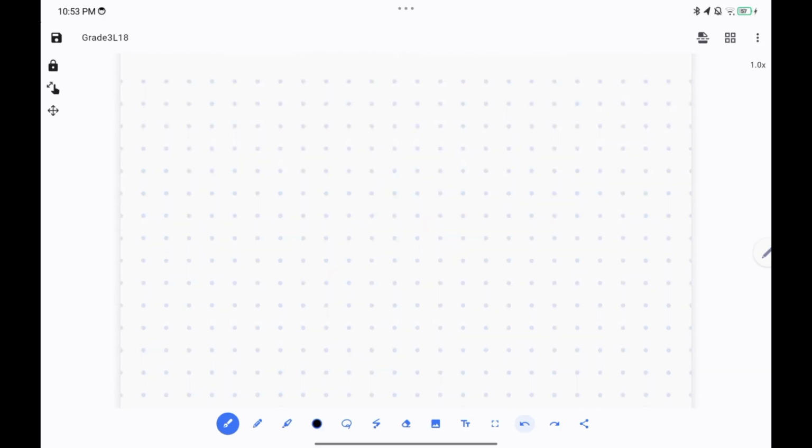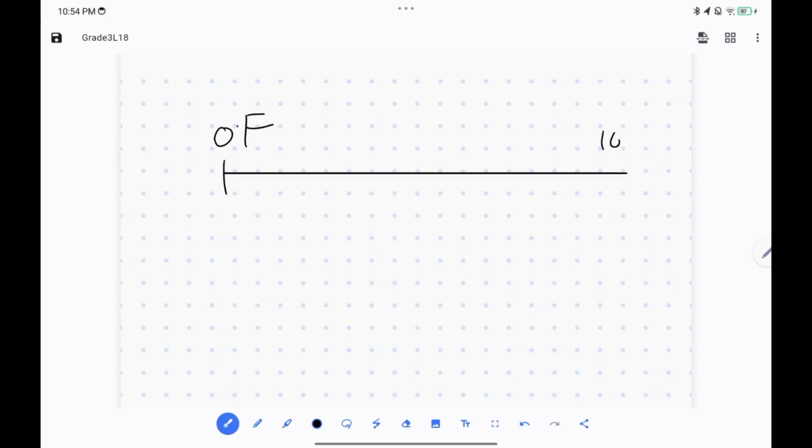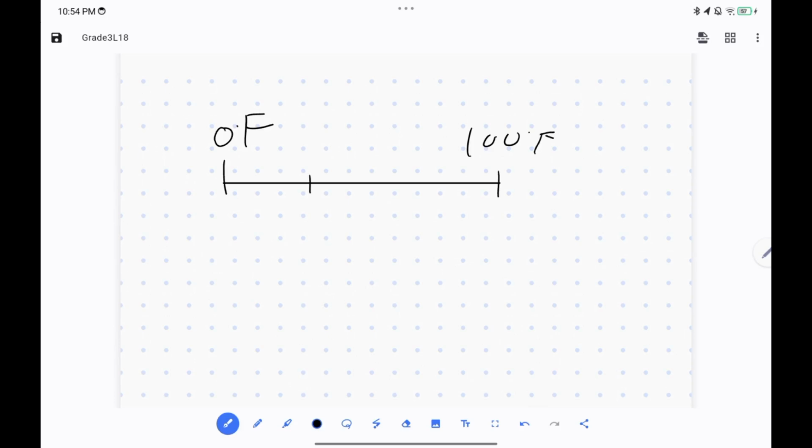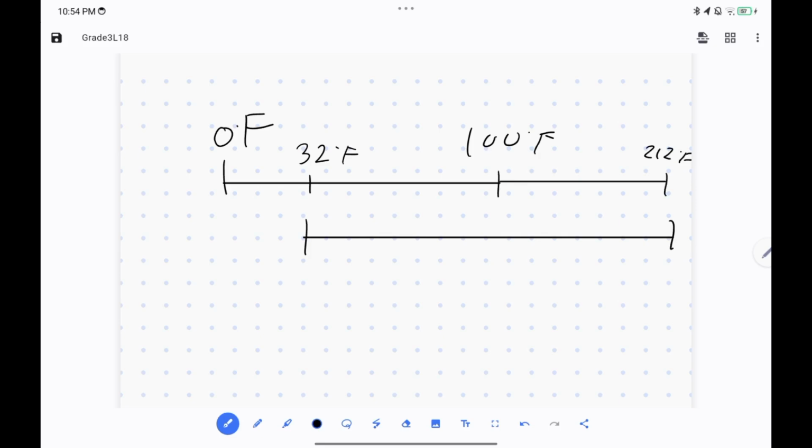Just a reminder, Celsius... okay, let's start with Fahrenheit. This is 0 degrees Fahrenheit, 100 degrees Fahrenheit. Let's call this 100 degrees Fahrenheit. This around 32 degrees Fahrenheit. This is about how Celsius works. This is 100 degrees Celsius at this end, 0 degrees Celsius at this end, and 100 degrees Fahrenheit is maybe, I think, 35?